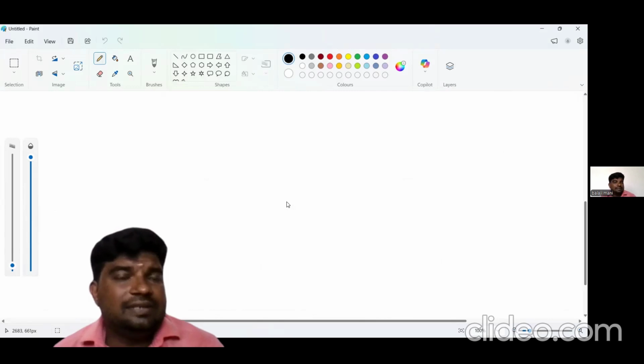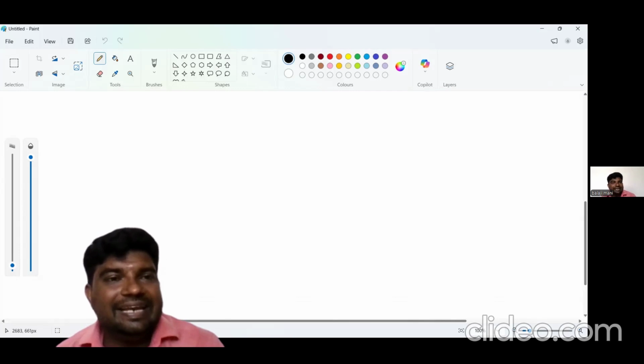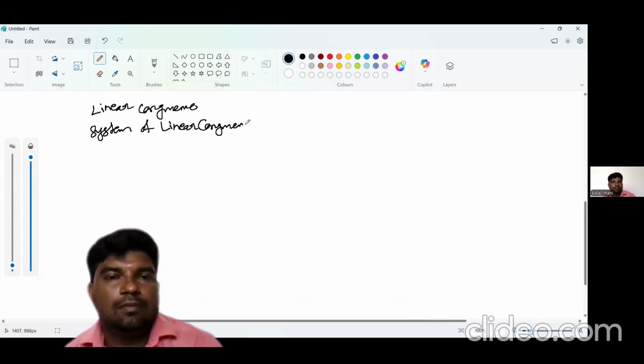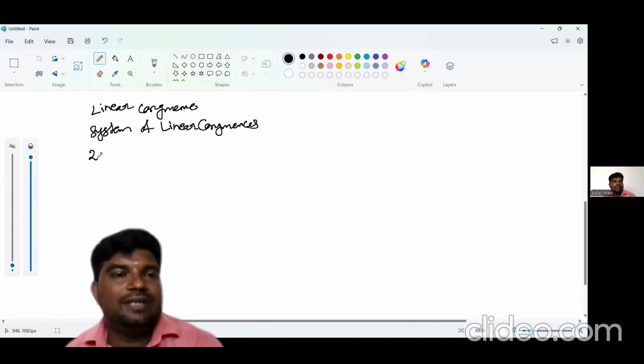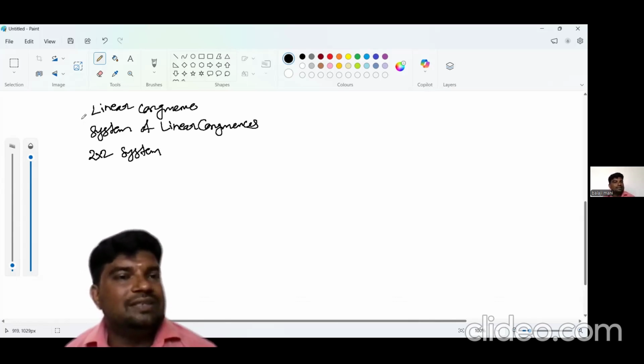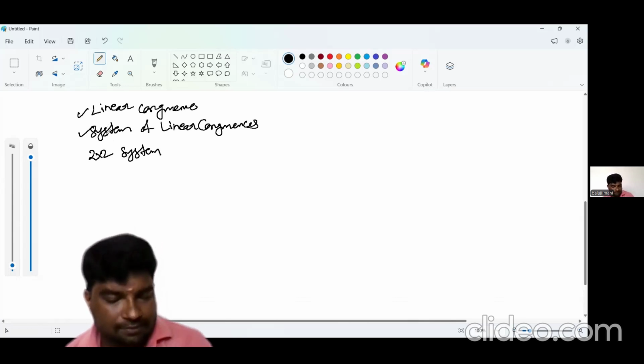So now three types of congruence should be solved. The first one is linear. The second one is system of linear congruences. And that one is 2 plus 2 systems. So now we can see solving linear congruence and system of linear congruence.